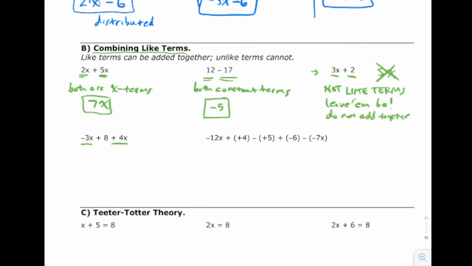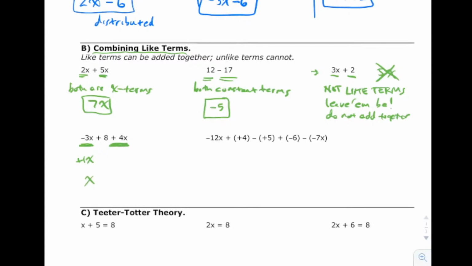Those go together. The 8 is not an x term. It does not combine with the x terms. It stays separate from the x terms. But these 2 x terms, and notice how I underlined them. That's a negative 3x, and count the symbol in front as part of the x term. That's a positive 4x. So a negative 3x plus a 4x is a positive 1x. Or if you want, you can just say x.